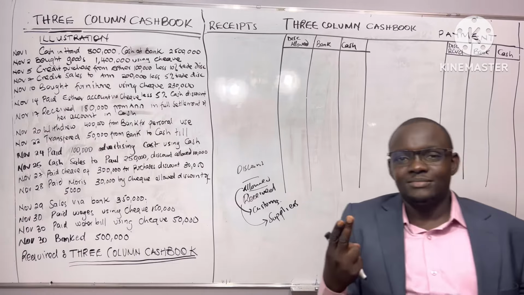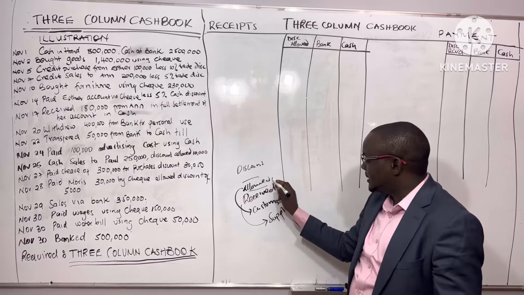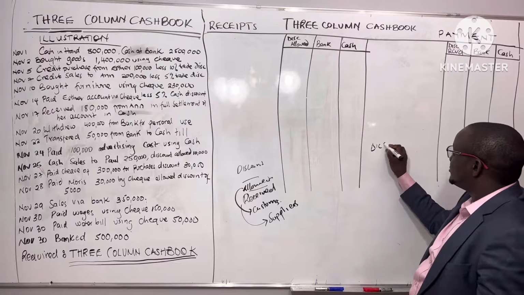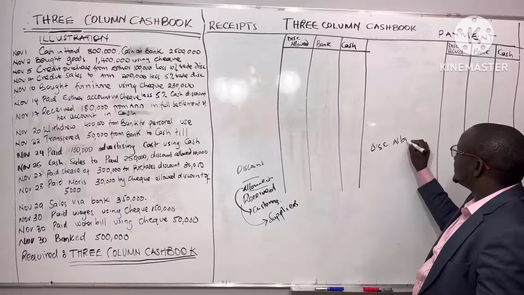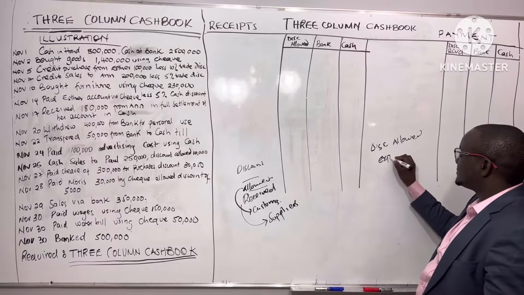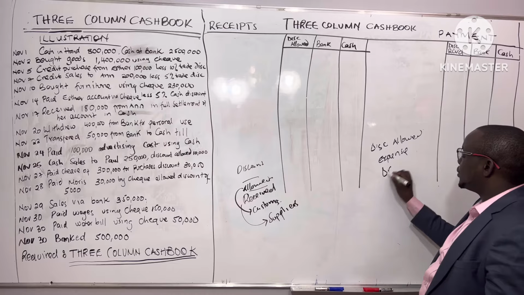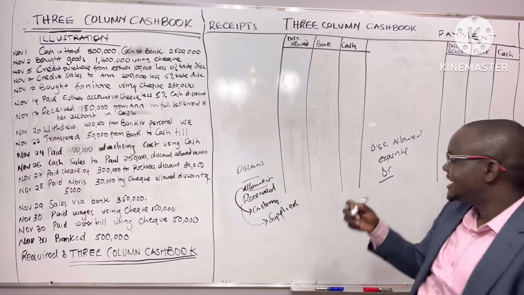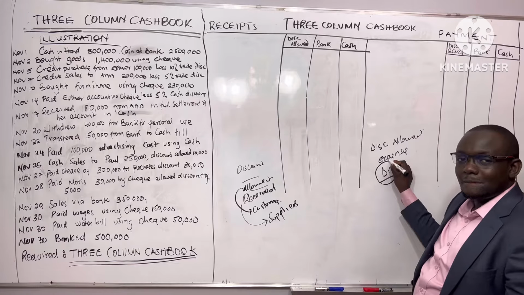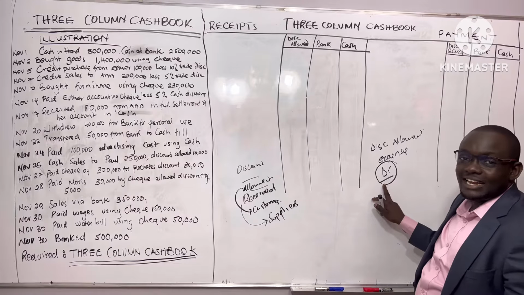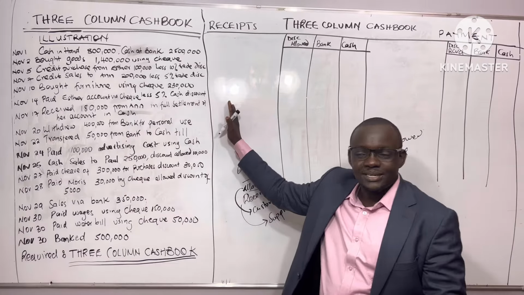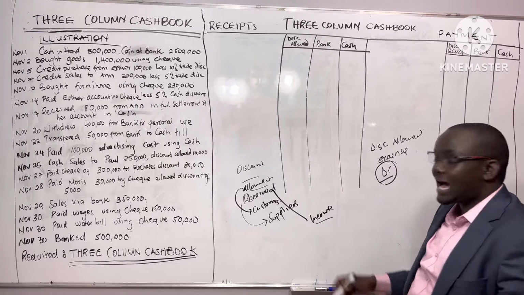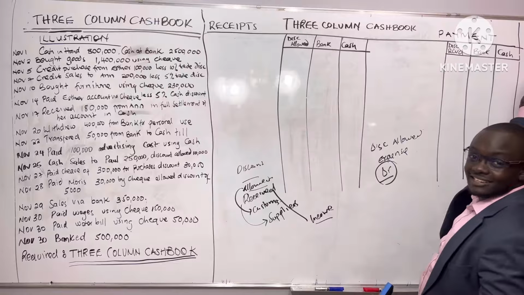Reason number 2. Discount allowed is an expense, and expenses have what we call a debit balance. If you remember our lesson on ledgers, all expenses are debited, so they appear on this side of the cashbook. Discount received is an income. Incomes have a credit balance, so they appear on this side.